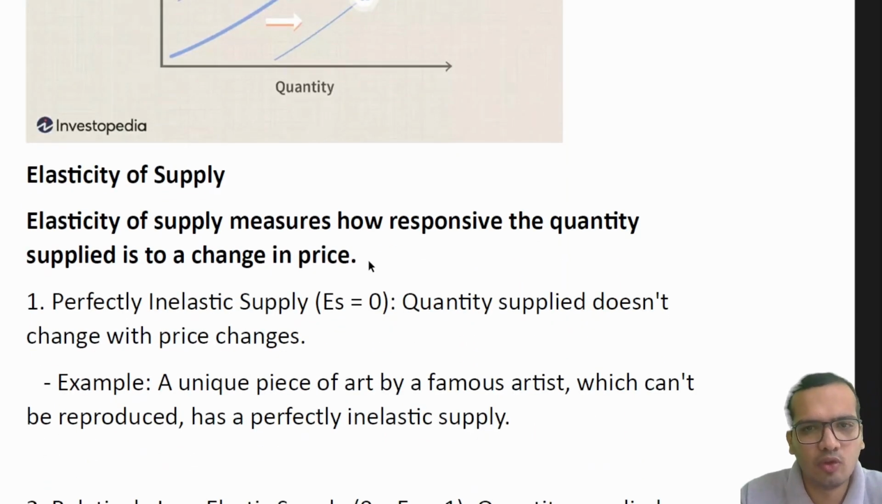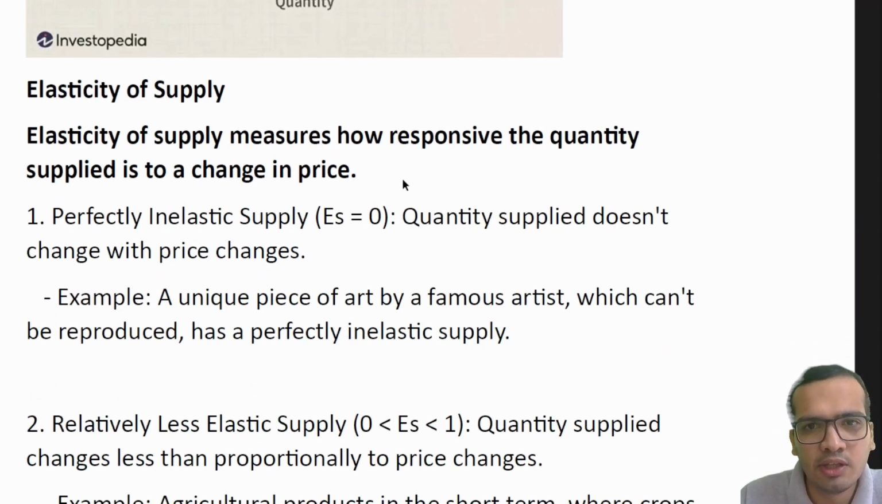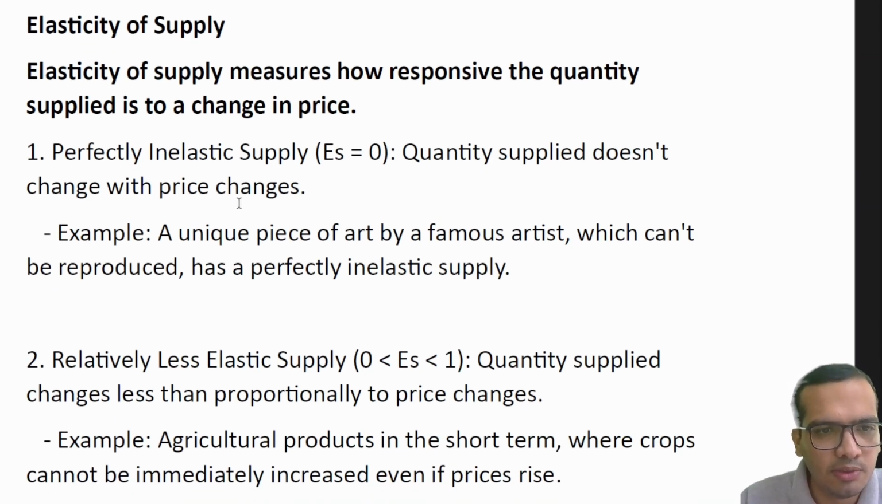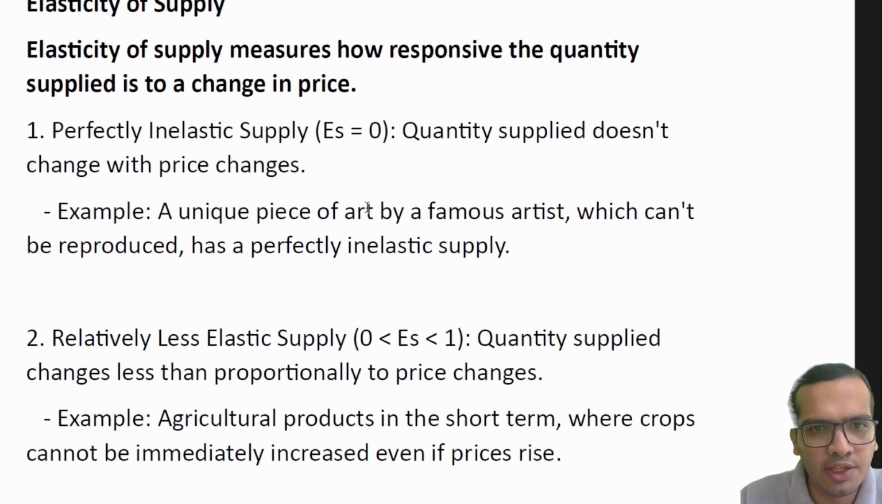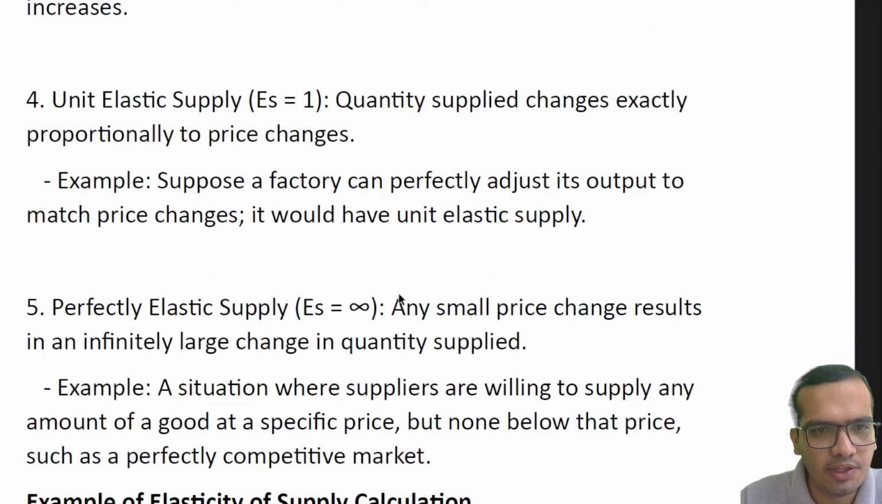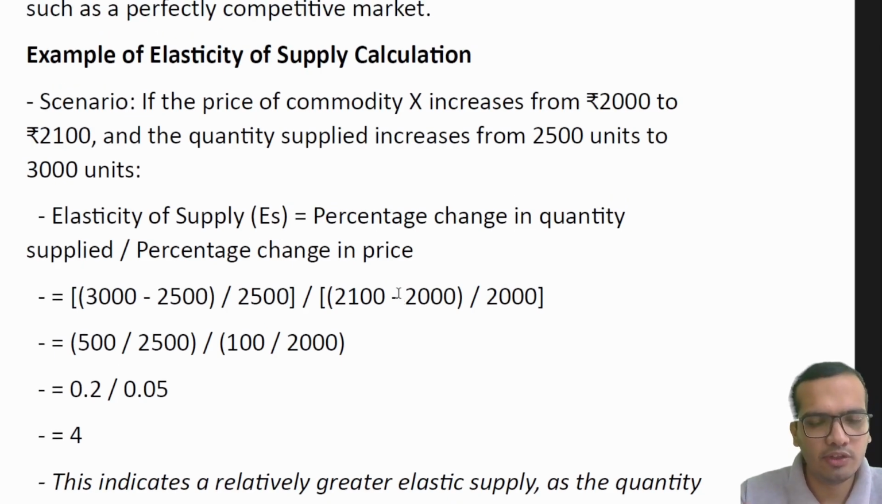Now comes an interesting topic, elasticity of supply. Elasticity of supply measures how responsive the quantity supplied is to a change in price. So it measures the relationship between the change in quantity and the change in price. First comes perfectly inelastic supply, that is ES equal to 0. We will first cover the example, then go to the concept.